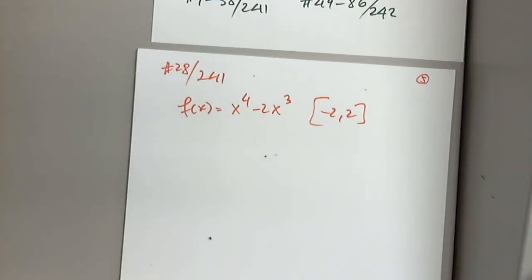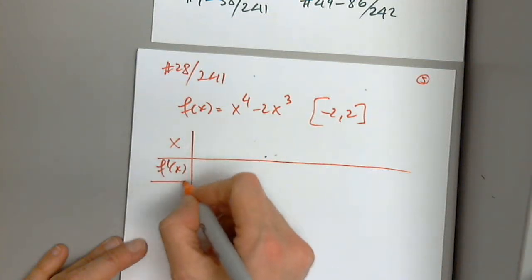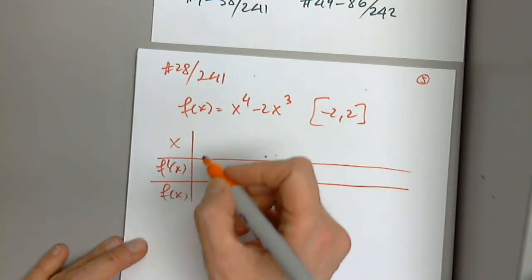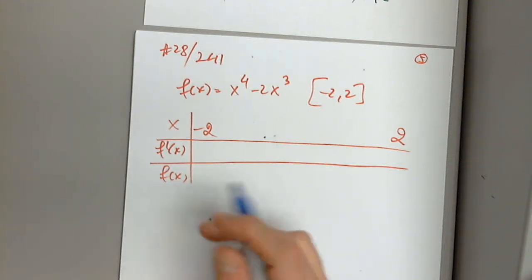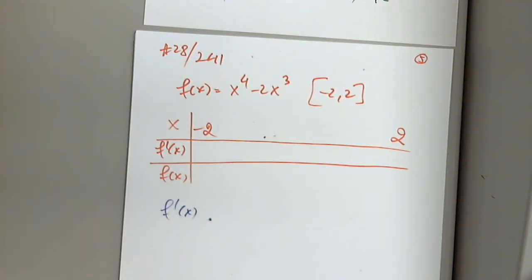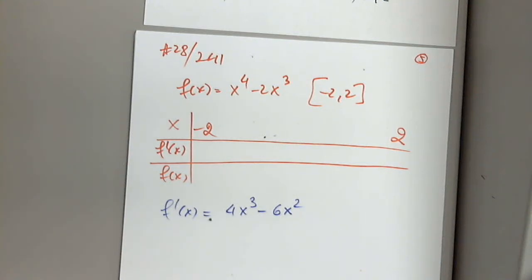In this case, all I care about is the first derivative and the function f of x between exactly what I am given, between negative 2 and 2. Yes, I have to find the critical numbers, but before that I have to find the derivative. We always start with the domain if we're asked to graph, but we are specified the domain here. So f prime is 4x to the third minus 6x squared.